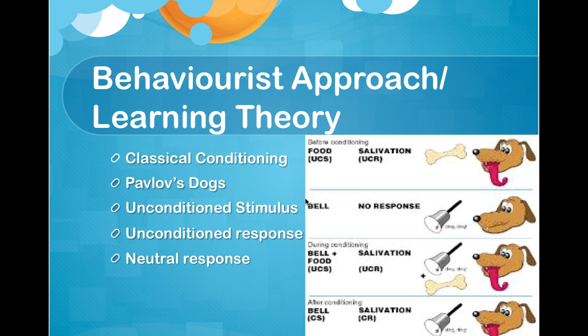So see what's happened here. The bell was rung to begin with and there was no response. After conditioning, the bell is rung and there's a response. So these are known as being conditioned. So eventually the bell becomes the conditioned stimulus and salivation becomes the conditioned response.